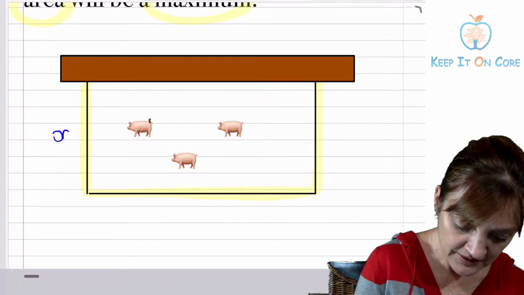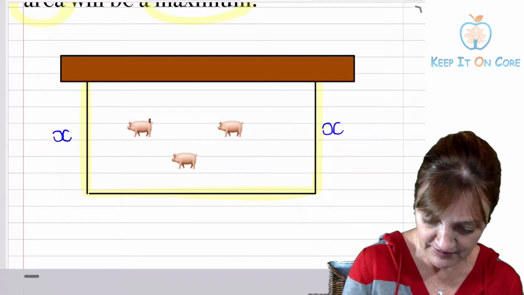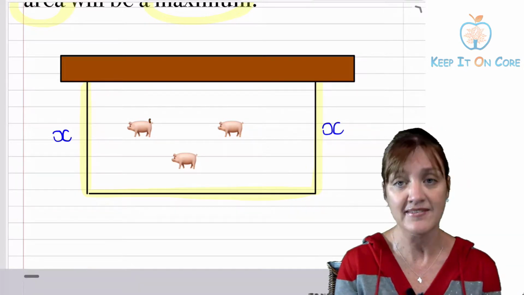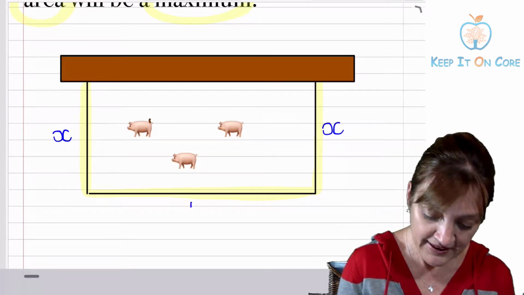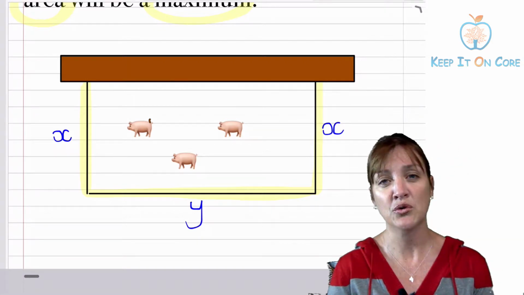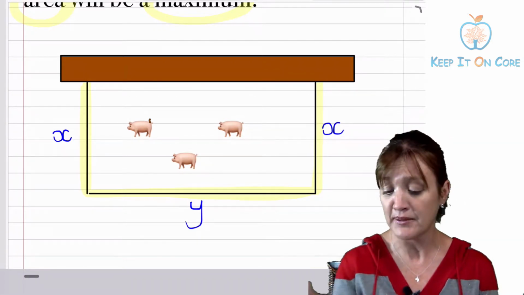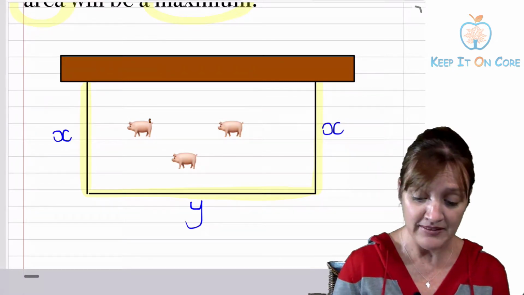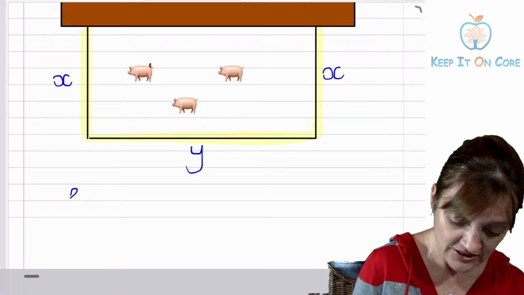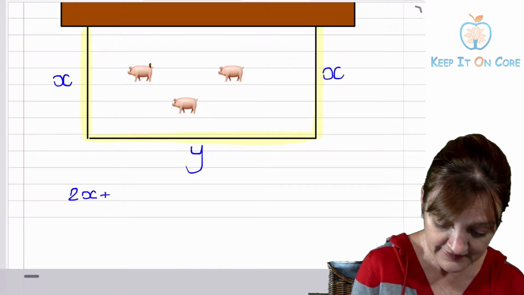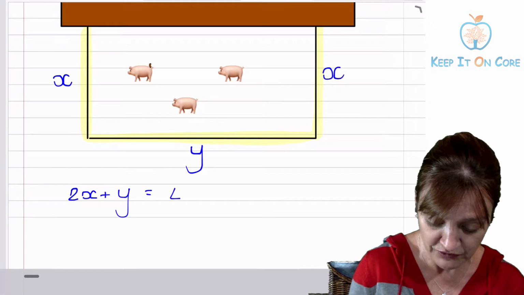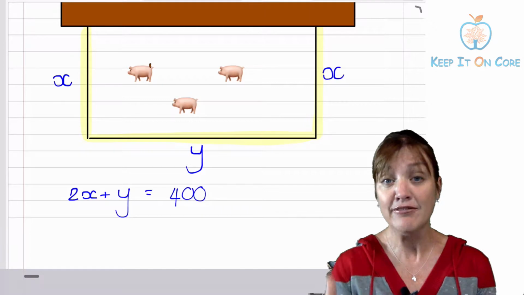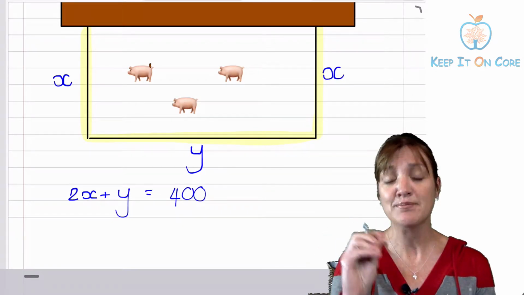I'm going to call the short sides of my enclosure x, and obviously it's a rectangular shape, so both of those sides will have to be x. I'm then going to give this longer side a different variable, so I'm going to call that y. You can call it whatever you like, but I'm going to stick to the standard x's and y's. So based on those variables, I could say that 2x plus y is equal to 400 meters.